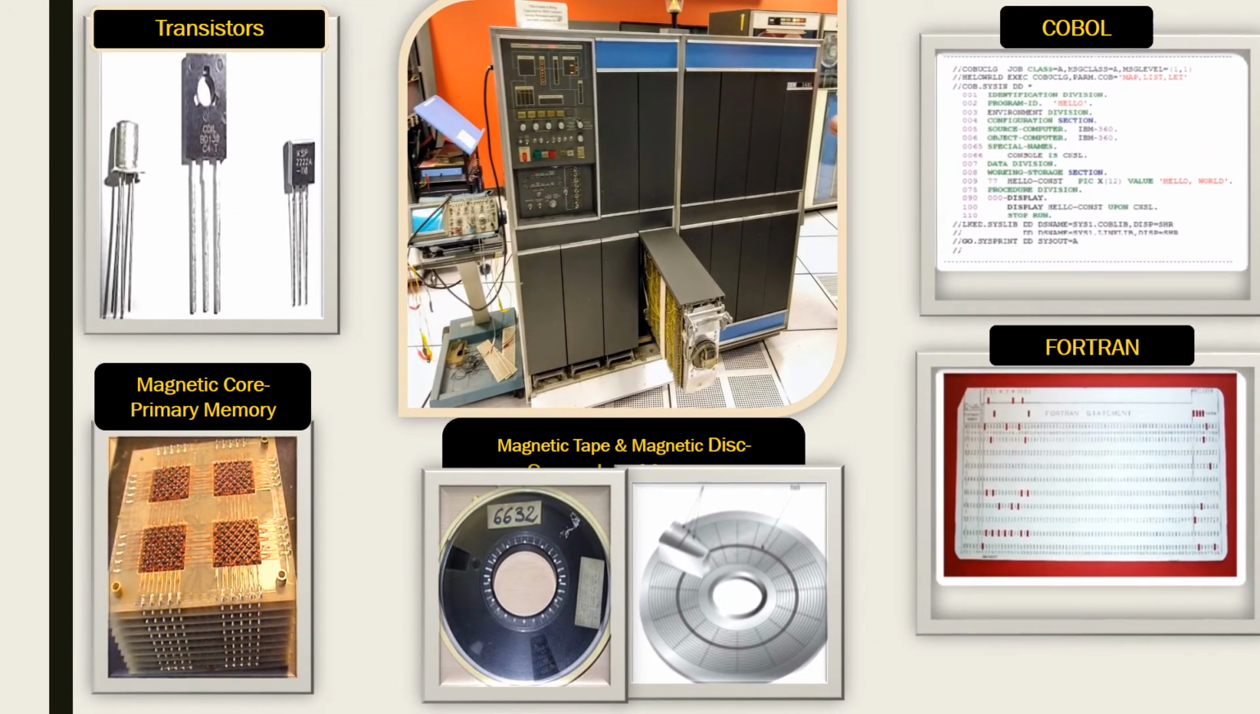In this generation, transistors were used that were cheaper, consumed less power, more compact in size, more reliable and faster than the first generation machines made of vacuum tubes. In this generation, magnetic cores were used as the primary memory and magnetic tape and magnetic disks as secondary storage devices. In this generation, assembly language and high-level programming languages like Fortran, COBOL were used.